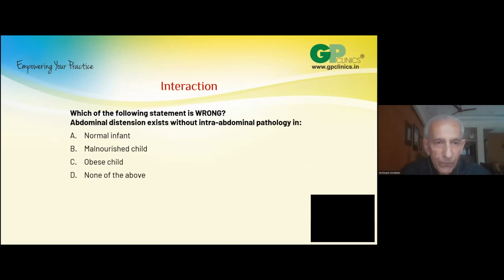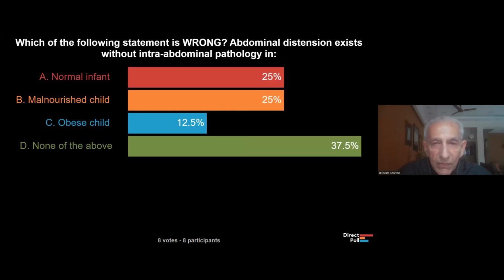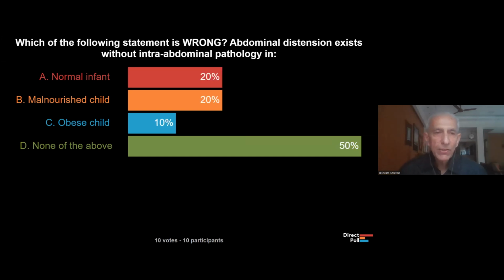Now this is for your interaction. Which of the following statements is wrong? Abdominal distension exists without intra-abdominal pathology in a normal infant, a malnourished child, an obese child, or none of the above. Your time starts now. Very good. Most of the answers are reasonably shared, but of course the majority feel none of the above is wrong, and there you are mostly right.